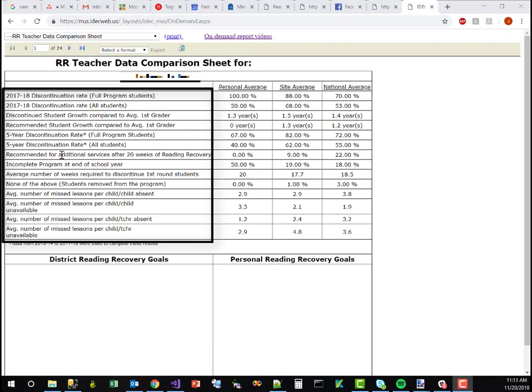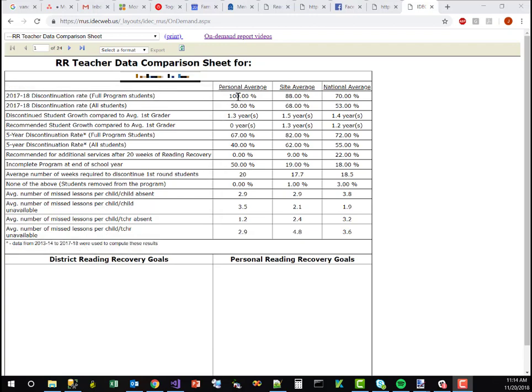It also looks at the percentage of children who are recommended after 20 weeks, the percentage of children who had incomplete programs, the average number of weeks that were required to discontinue your first round students, the percentage of kids that were none of above. Let's see, the number of lessons missed because the child was absent, lessons missed because the child was unavailable, lessons missed because the teacher was absent, and lessons missed because the teacher was unavailable.